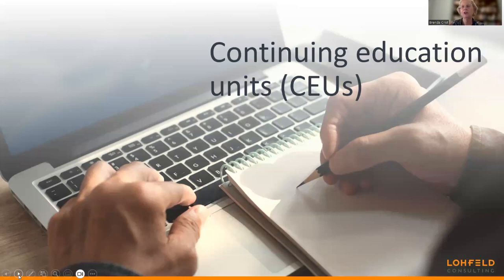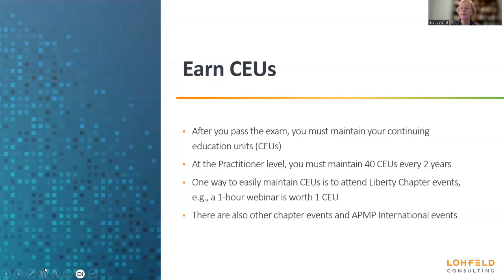Now, I know after going through this process and really doing your homework that you're going to be successful and pass the practitioner exam. And if you do, you're going to have to make sure that you maintain your continuing education units. After you pass the exam, you must maintain them, and you only have to maintain 20 CEUs every 2 years. One way to do that is to attend Liberty Chapter events or other events held by other chapters or APMP International. You usually get 1 CEU for every hour of online or in-person training that you take.